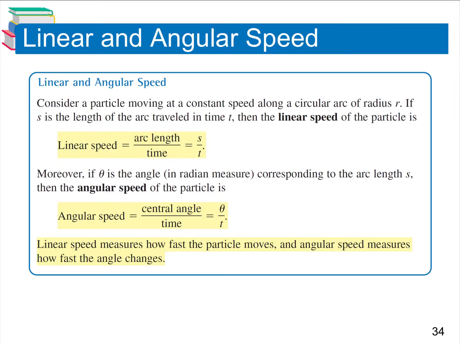All right, next, we can find the linear speed and angular speed. Our linear speed is S divided by t, so our arc length divided by time. Most of the time we won't be given the arc length, we'll have to find it. Just like we saw on the last page, S is R times theta, so it'd be R times theta divided by t. So that's how we would find the linear speed. Then to find the angular speed, it would just be theta divided by time. The linear speed measures how fast the particle moves, and the angular speed measures how fast the angle changes.